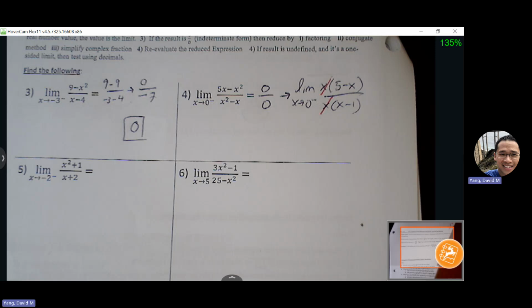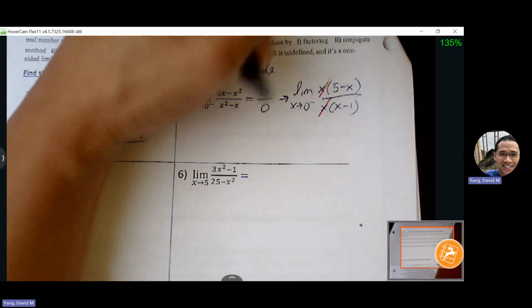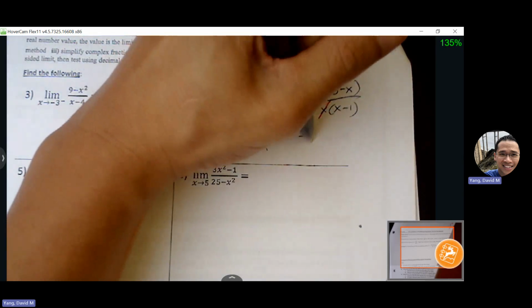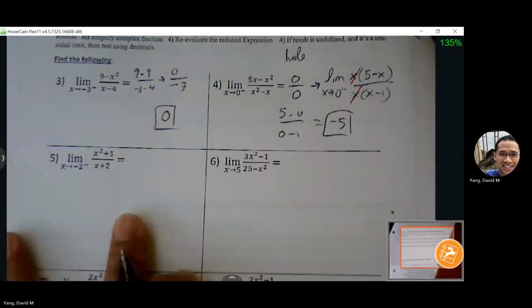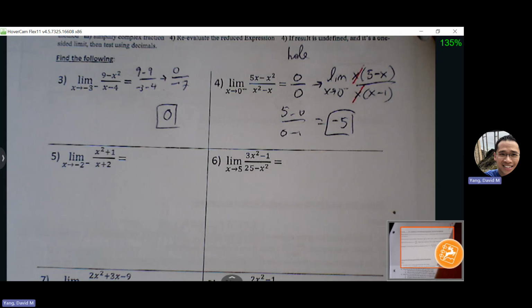What's our next step? Direct substitution, right? So 0 in for x, 5 minus 0 over 0 minus 1. That's just -5. So we haven't done anything different than what we were able to do on the quiz. It's just that we have to look at that notation and not be distracted by it.